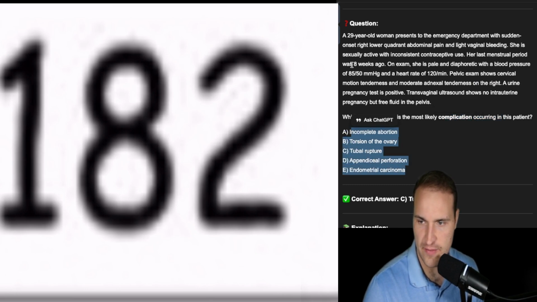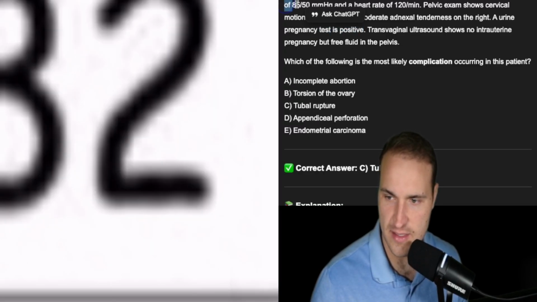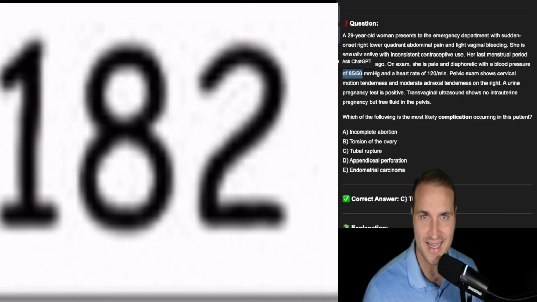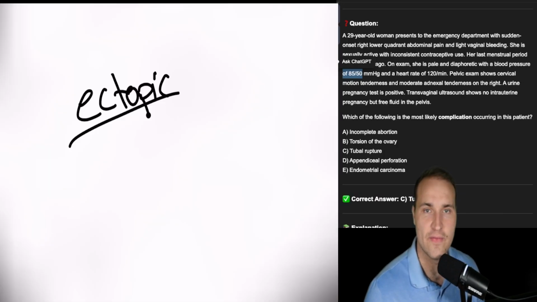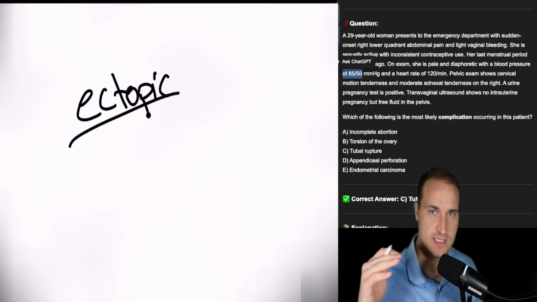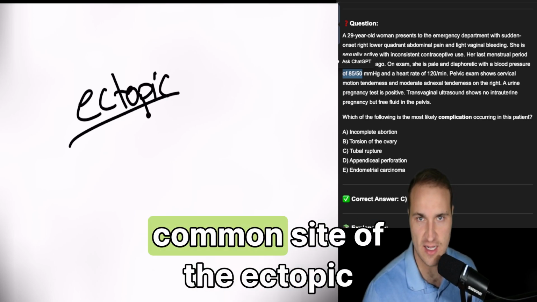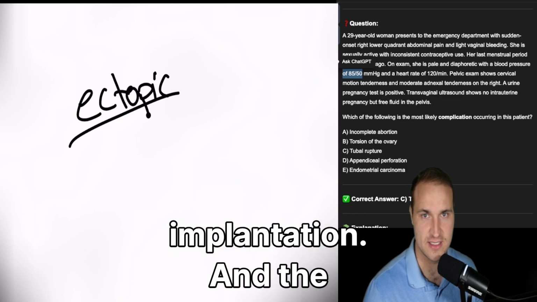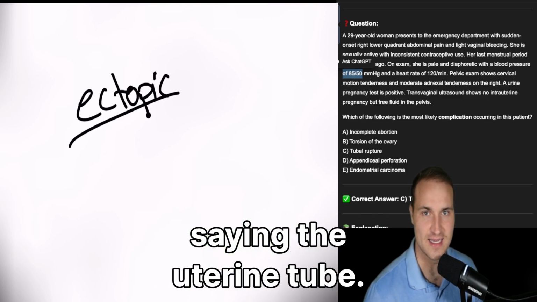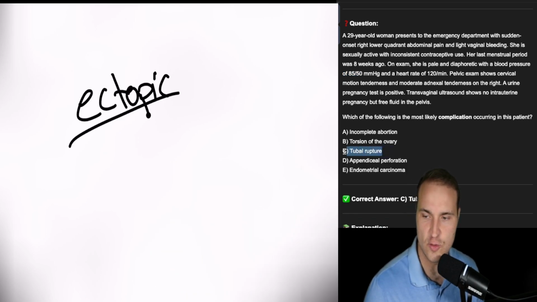Well, we have amenorrhea, so that's 8 weeks ago. There's a positive pregnancy test, so she is indeed pregnant. And hemodynamic instability, because that's 85/50. And adnexal tenderness. So this could be an ectopic pregnancy that has ruptured. And that would cause hemoperitoneum, which is bleeding in the abdominal cavity, and that would cause the hemodynamic instability. And so the fallopian tube is the most common site of the ectopic implantation. And the fallopian tube is another way of saying the uterine tube. So it's probably a tube rupture.